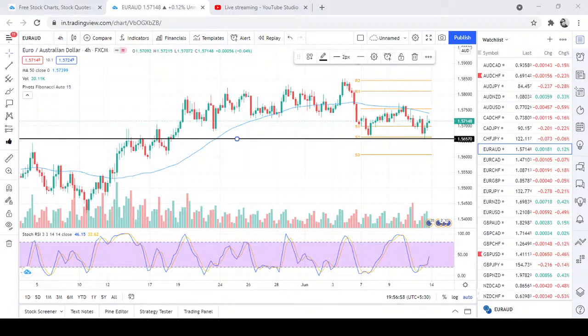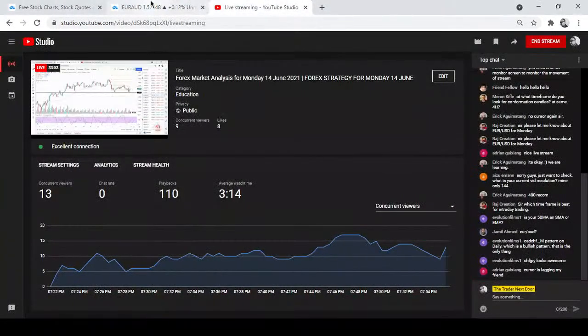So these are the only two opportunities here. Overall, I'm not very much convinced with the chart of Euro Aussie. I'll pass. Personally, I'll not trade, and the rest depends on you.